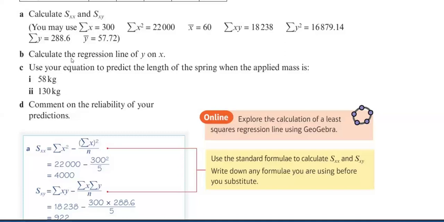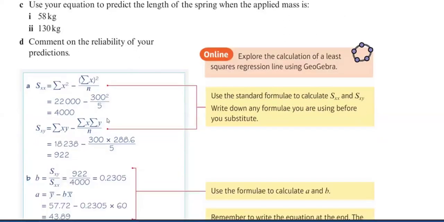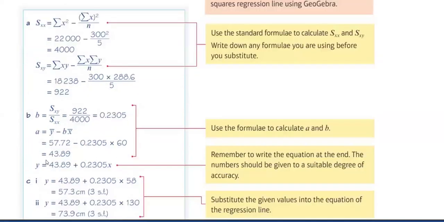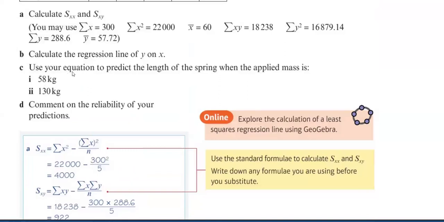Then part B, calculate the regression line of y on x. You know about that. b equals Sxy over Sxx. Then you can find b. Then y bar and x bar are given, so using the value of b, you can find a. After that, substituting y equals a plus bx, the regression formula is y equals 43.85 plus 0.2305x, like this.